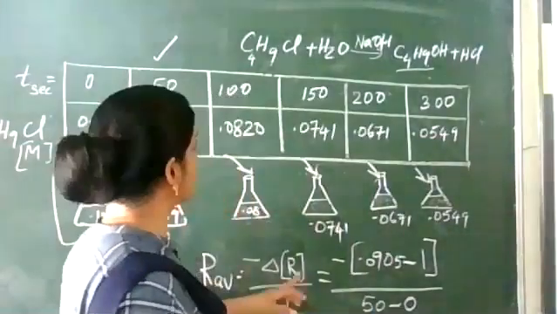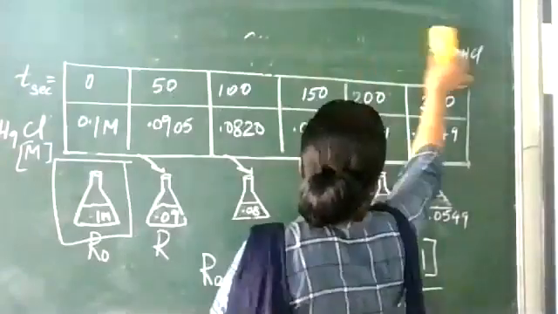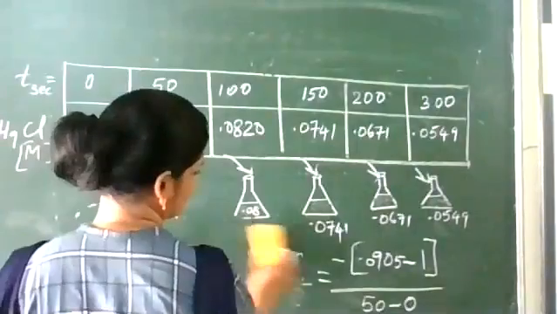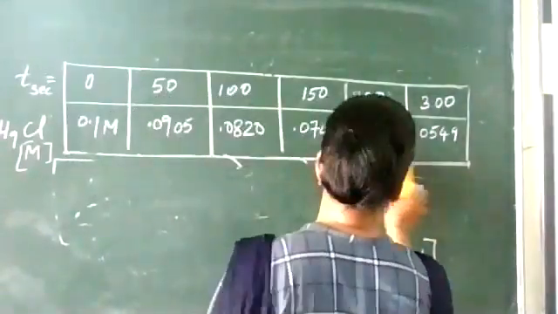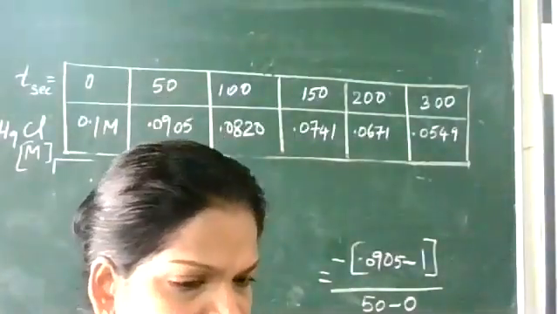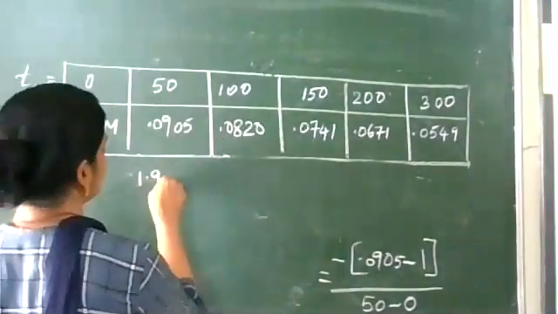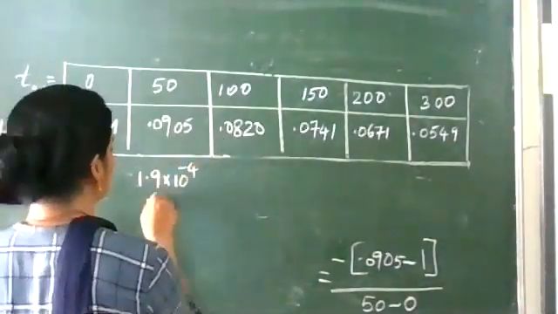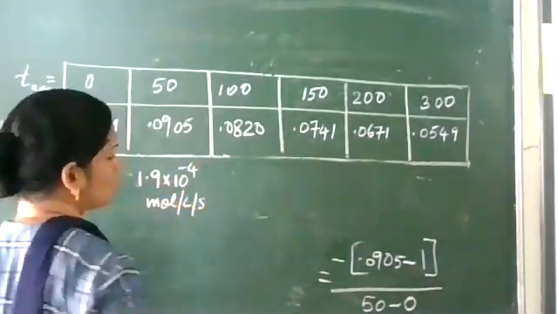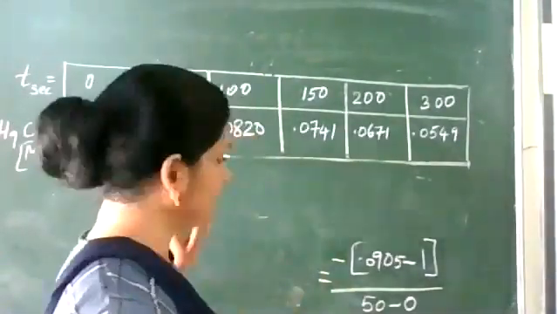So I am going to write the rate as 1.9 into 10 to the power minus 4 moles per liter per second. So we calculated this and got the rate here.